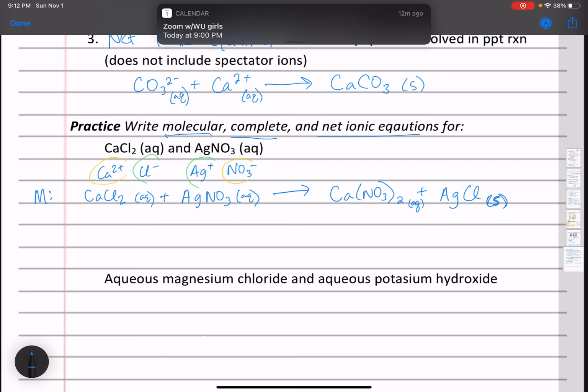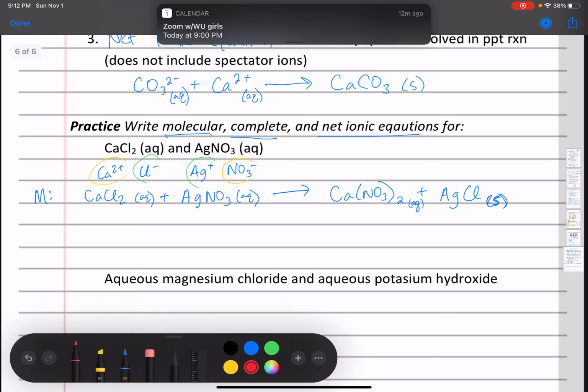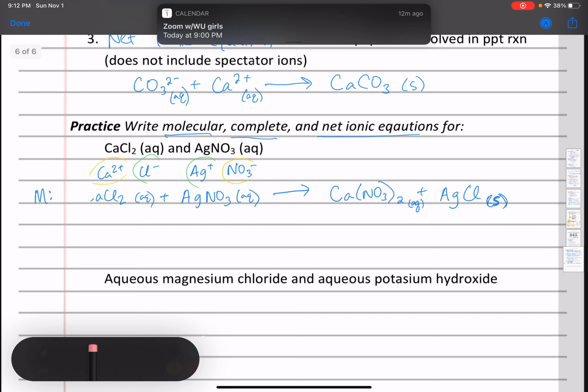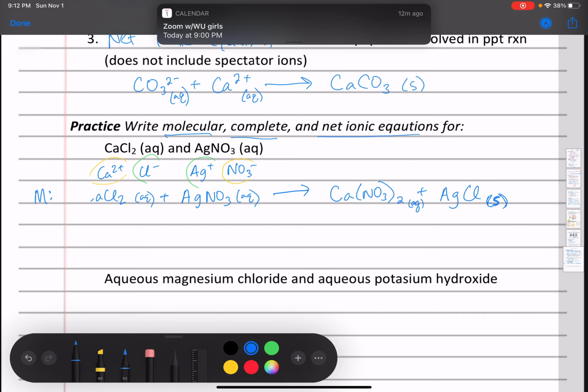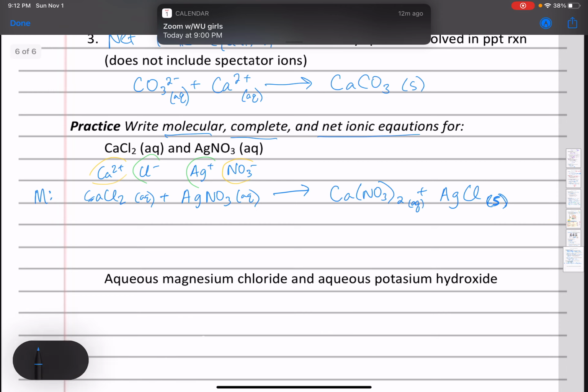Okay, so I wrote out the products, I figured out which one was the precipitate, and the last thing is to balance the equation. So let's see, I need a 2 over here because I need 2 chlorines on both sides. And now I need 2 silvers, and now I have 2 nitrates. So now we are balanced.